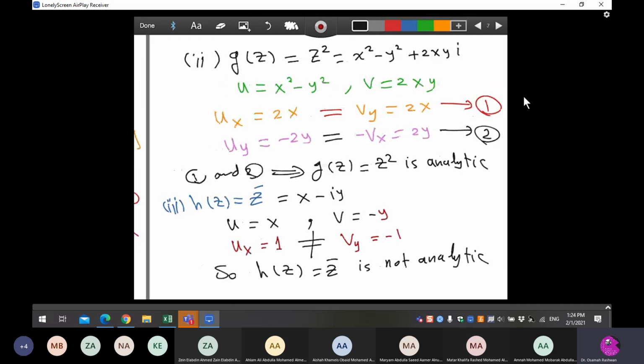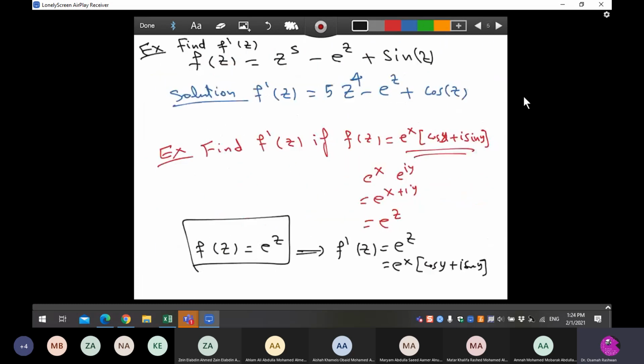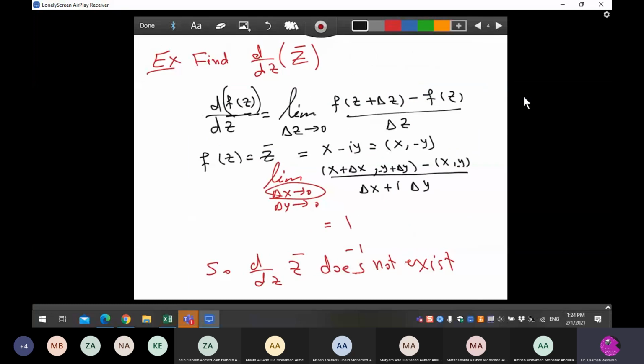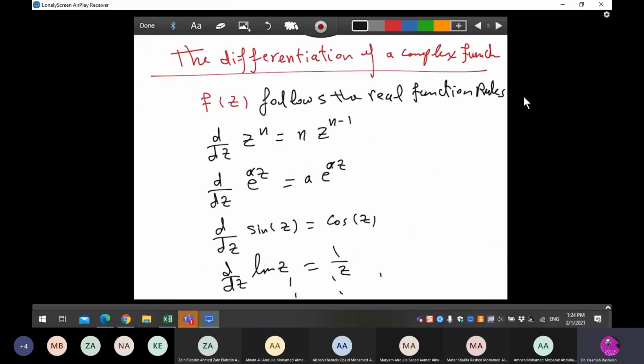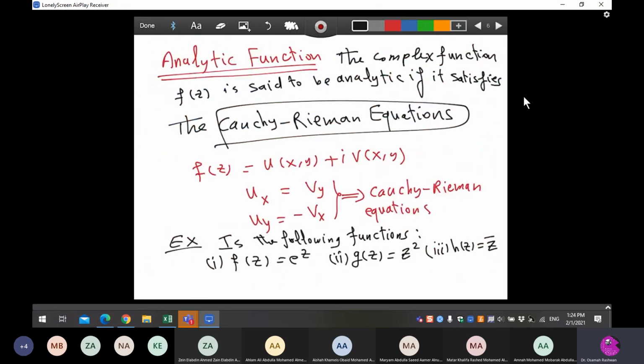You said we are following the rule of the derivative of a real function. Yes, I said this one when you have a complex function as an explicit function of z, and we know z is x plus iy, so we have a real part and an imaginary part. So our f of z is not all the time z to the power, or ln, or cosine z. We have u(x,y) as the real part of my complex function plus i times the imaginary part.